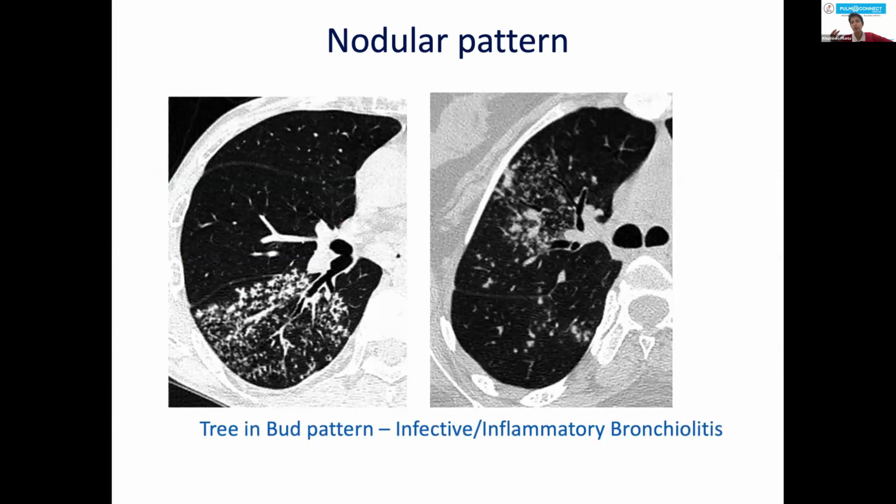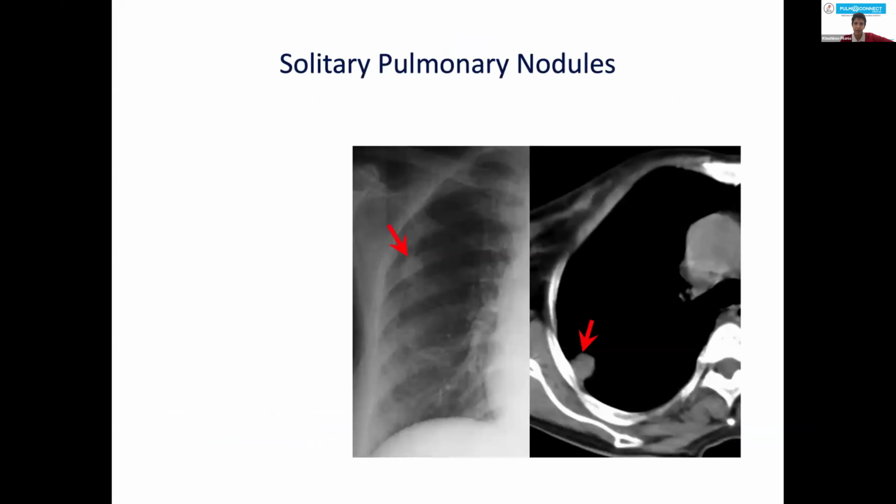Amongst the nodular pattern, you also have tree in bud nodular patterns. So in this, you have cluster of nodules with the typical tree in bud and branching pattern of distribution. This is very typical of bronchiolitis, could be infective or inflammatory. Often the nodules are rather large, discrete single nodules. So these are known as solitary pulmonary nodule. Anything which is more than 8 millimeter, less than 3 centimeter.